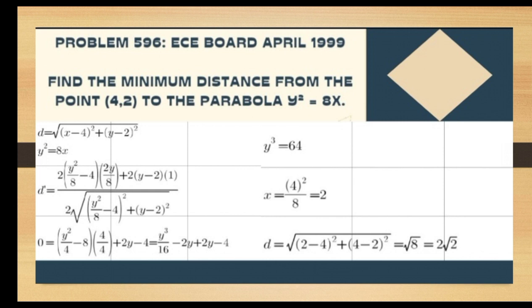The problem defines the distance between a point (x, y) and another point (4, 2) in a two-coordinate system using the distance formula. D equals the square root of (x minus 4) raised to 2 plus (y minus 2) raised to 2. This formula calculates the distance between two points using the Pythagorean theorem.